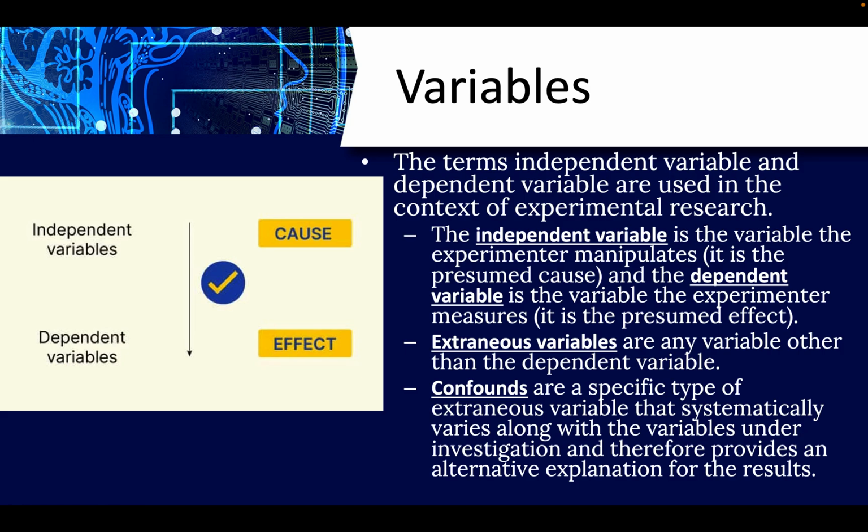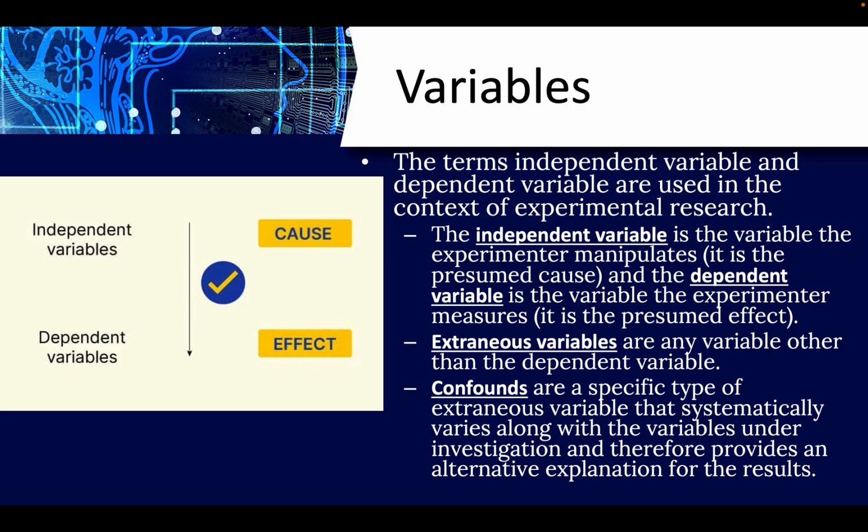The terms independent variable and dependent variable are used in the context of experimental research. The independent variable is the variable the experimenter manipulates, and it is the presumed cause. And the dependent variable is the variable that the experimenter measures. It is the presumed effect. Okay, in my case, my independent variables were trauma, age, gender, education, and culture. Those were my independent variables. And my dependent variable was resilience. So I was comparing resilience to all of these different independent variables.